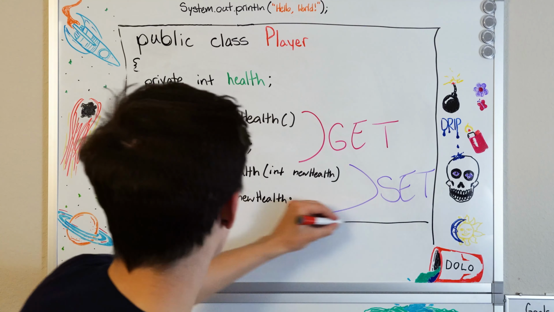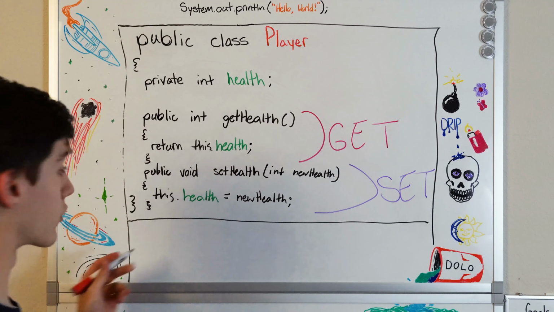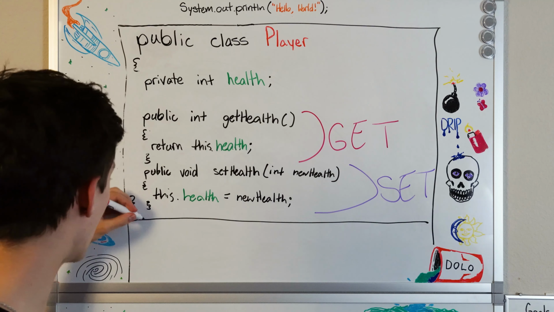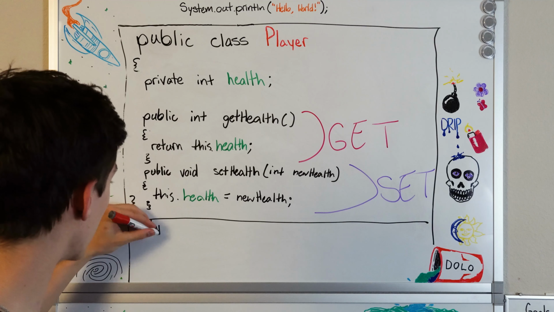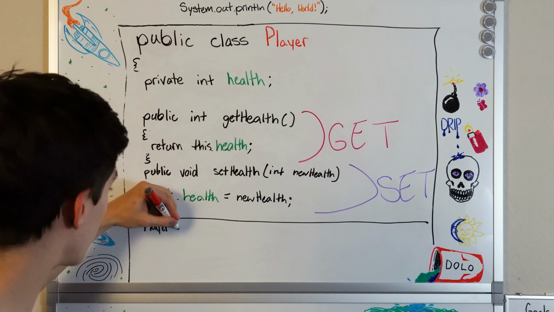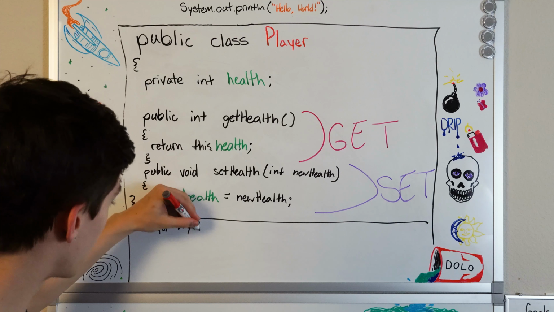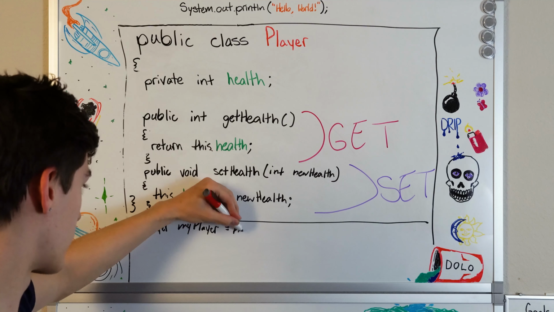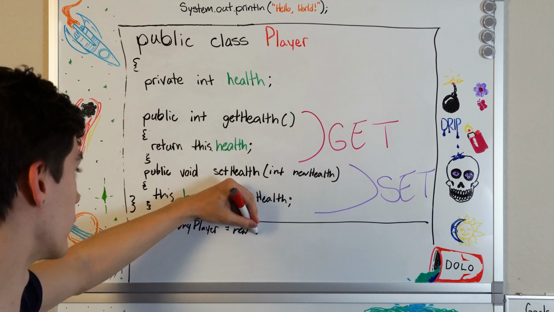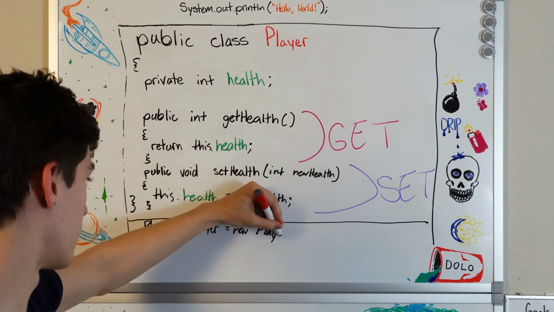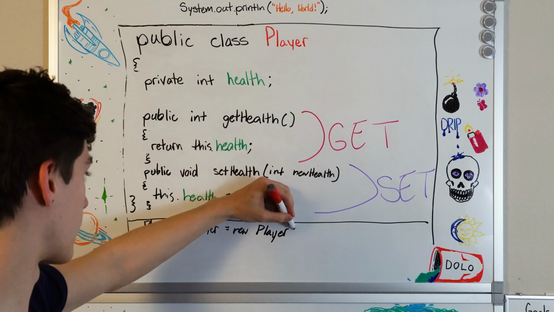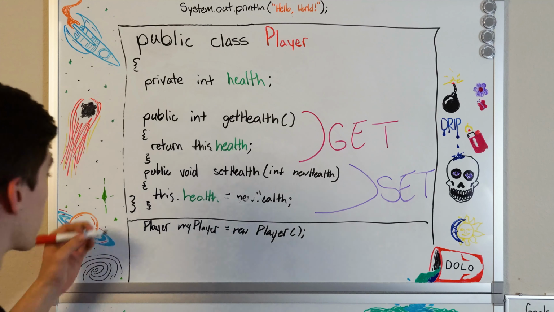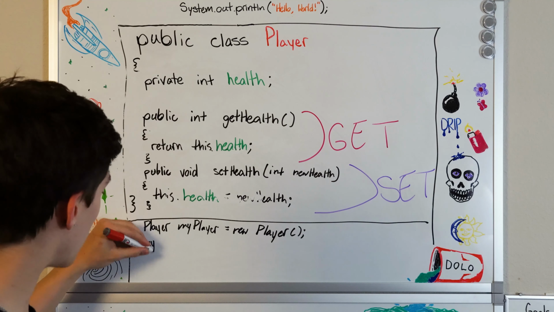Now, if you want to use these methods, it's very simple. Let's break it off here, and let's assume we're in another class and we've created an instance of player. Let's say it's called my player. So there's a line of code above, player my player, and it's been set equal to something that's not null. So new player.